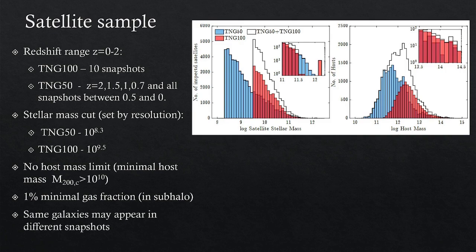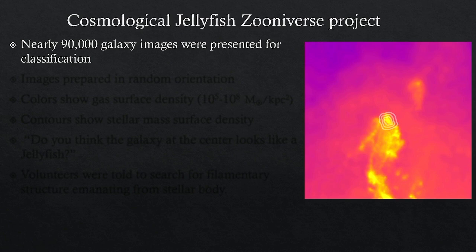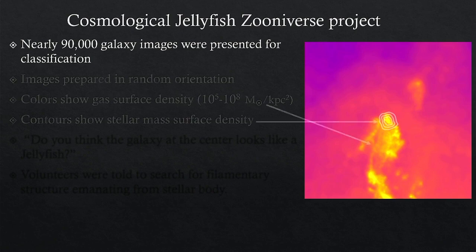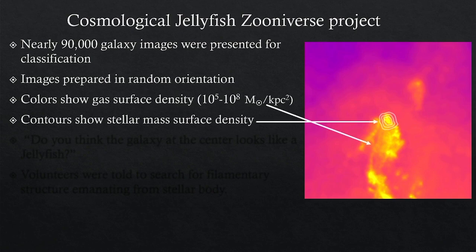And since we're looking at snapshots, we're treating each instance of a galaxy as a separate image to be classified. So many times we'll have the same galaxy being classified over time. So then we generated about 90,000 images and presented them to the project.